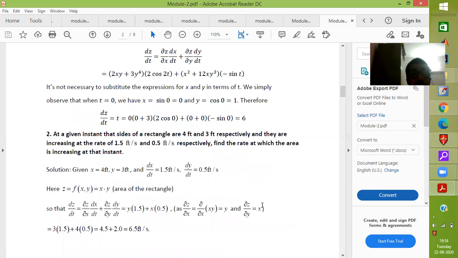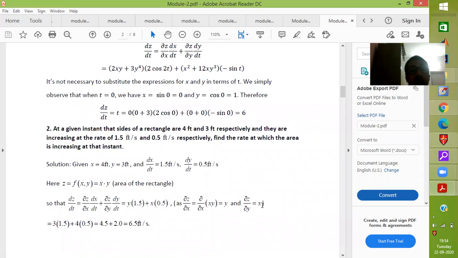The second example is a little bit practical. We are given that the sides of a rectangle, which are 4 feet and 3 feet respectively, are increasing at the rate of 1.5 feet per second and 0.5 feet per second. So we are now aware that as the dimensions change, the area also changes. Because the sides are expanding, the area also expands.